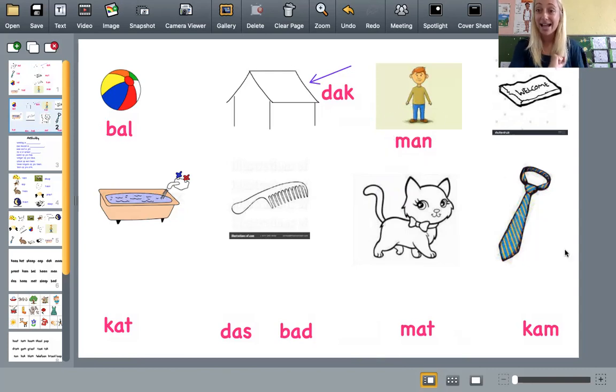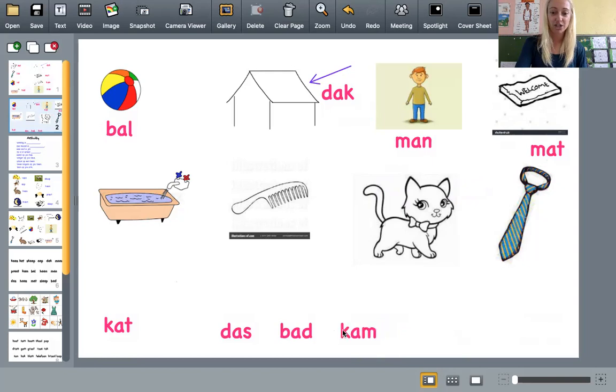The next one is the mat. And in Afrikaans we say mat. Mat. Good. Right. Then we have the bath. What do we call a bath in Afrikaans? Which one of these words are we going to match to that picture? Good. I hope you got it. Bad. B-a-d. Bad.